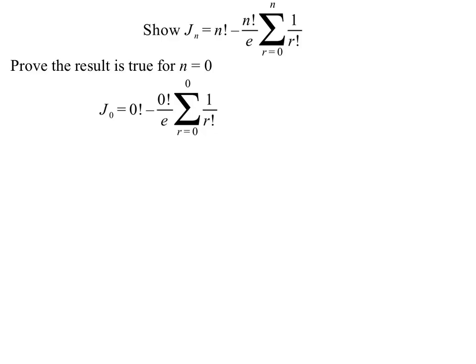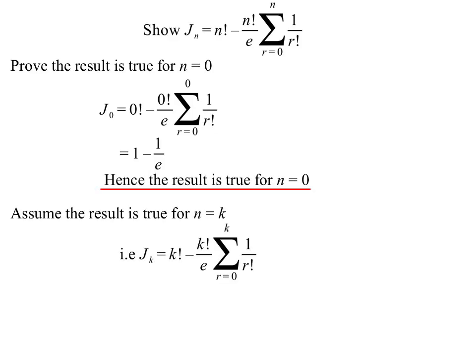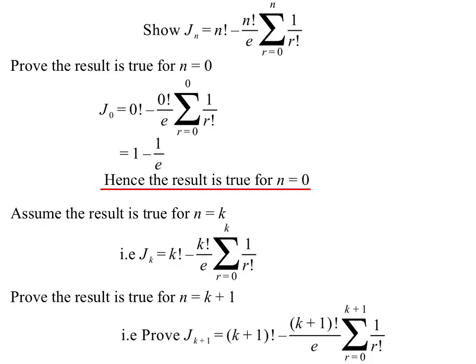So if I substitute in 0 factorial minus 0 factorial over e, well hang on, that's just 1 on e, because remember 0 factorial is 1. So I've got 1 minus 1 on e times the sum of 1. So yep, it works for 0. We will now assume it's true for k, and I'm going to prove it's true for k plus 1. So that is what I'm trying to prove.